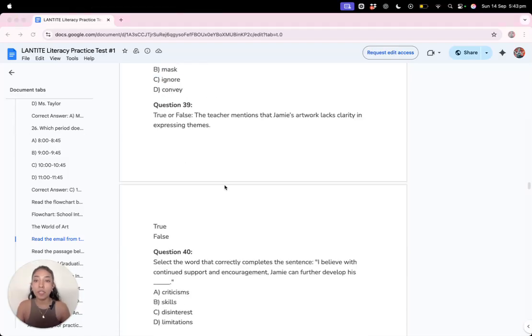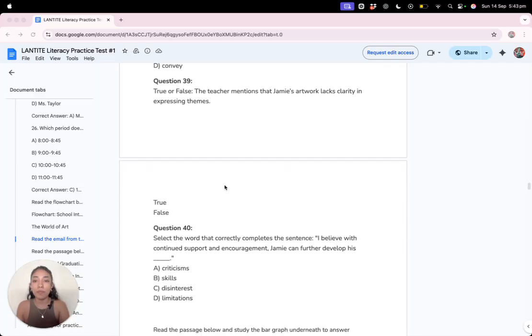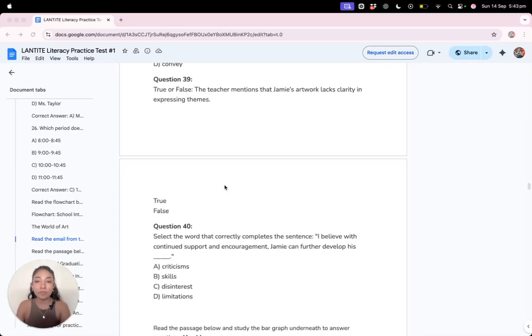Next one is question 39. True or false? The teacher mentions that Jamie's artwork lacks clarity in expressing themes. So from what we read, I would say that's false, as the teacher positively comments on Jamie's ability to express themes through colour, noting an improvement, not a lack of clarity. Again, these are all reading comprehension questions, so you need to be able to read the information and comprehend what's happening.